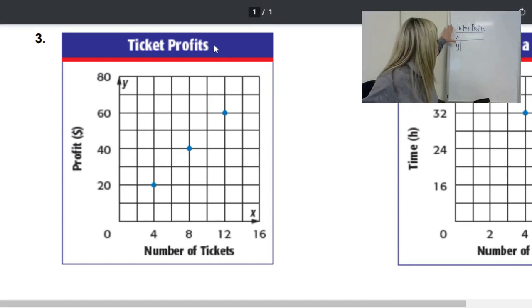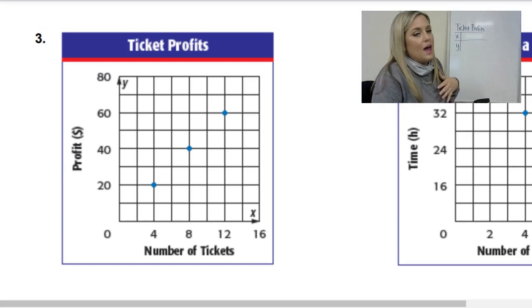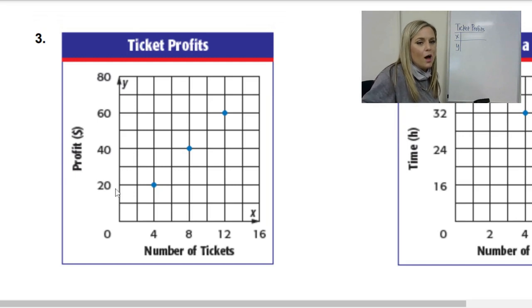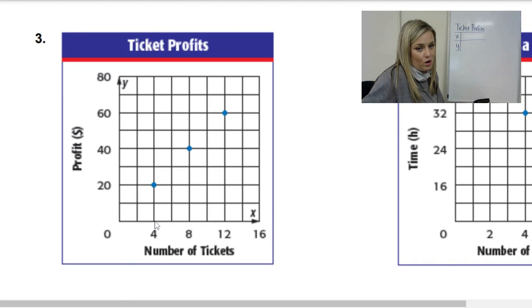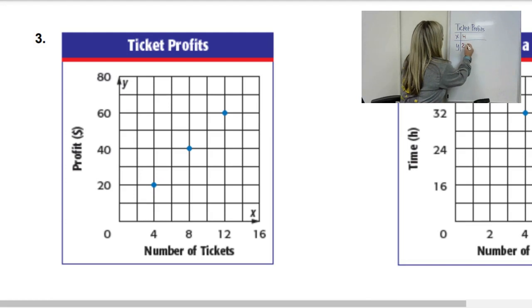I just made my own table right here, and my X's would be number of tickets, and then Y is going to be your profit. I just changed it to make it easy for me, X and Y. So what you'll do first is you always start at the origin, and this is your X, and it tells you right here X and Y up here. So we go over to 4, and we go up to 20. So my X for this coordinate is 4, and then my Y is 20, okay?